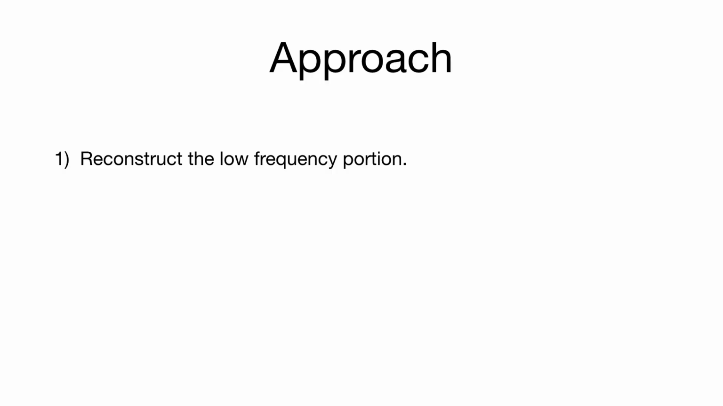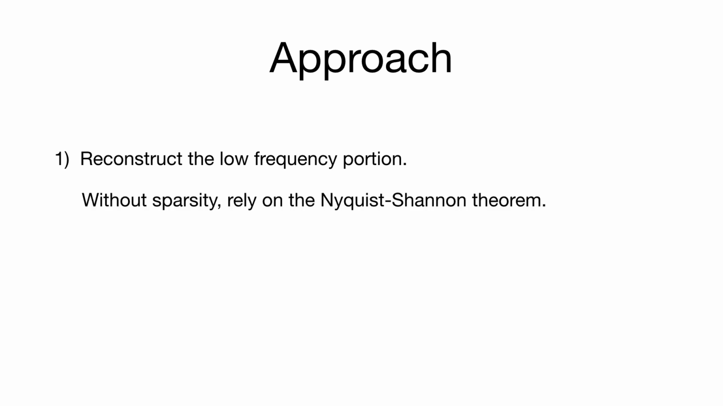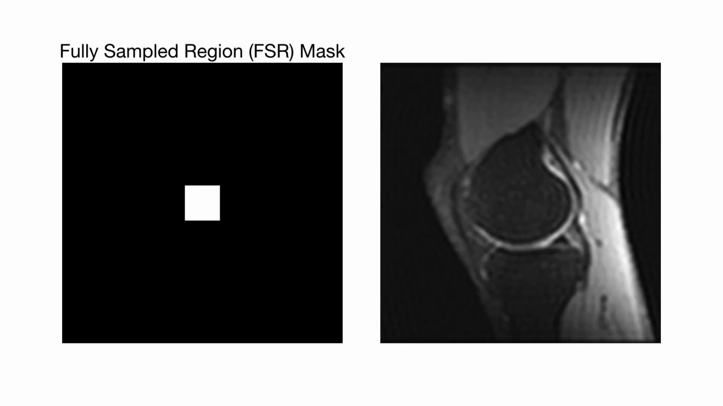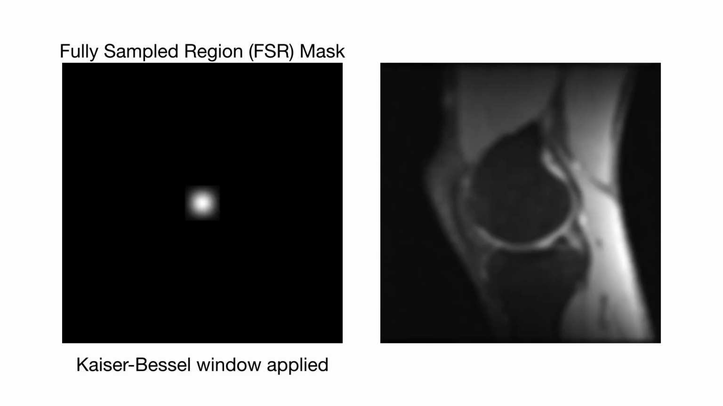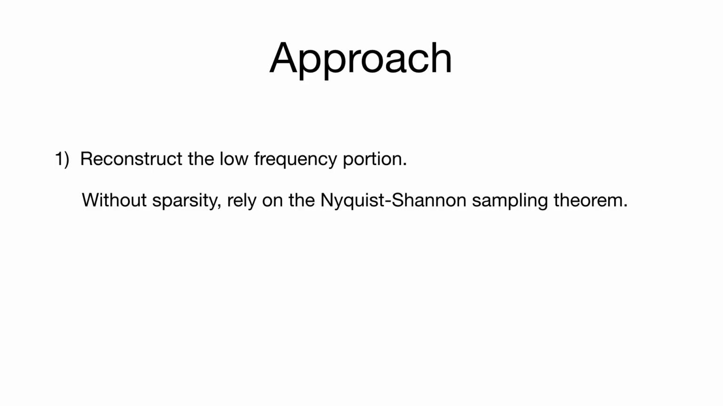What we're going to do is start out by reconstructing the low frequency portion. And since it's not sparse, we're going to rely on the Nyquist-Shannon theorem. And so this will dictate the size of a fully sampled region in the center of the Fourier domain that we will collect. And if you just inverse transform the coefficients attained in this low frequency region, you get the commonly observed Gibbs phenomenon ringing. So to mitigate that, we can apply a Kaiser-Bessel window, which eliminates much of the ringing that we previously saw. Okay, so we've got an estimate for the low frequency portion.